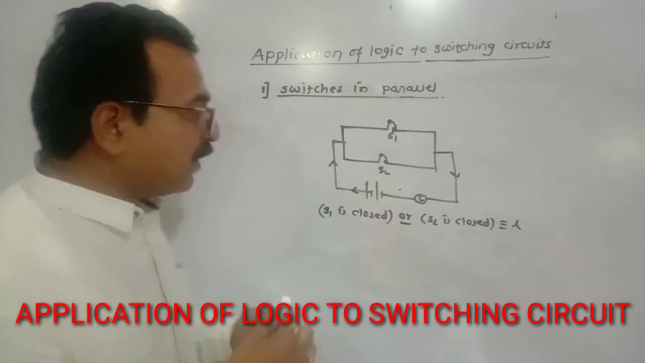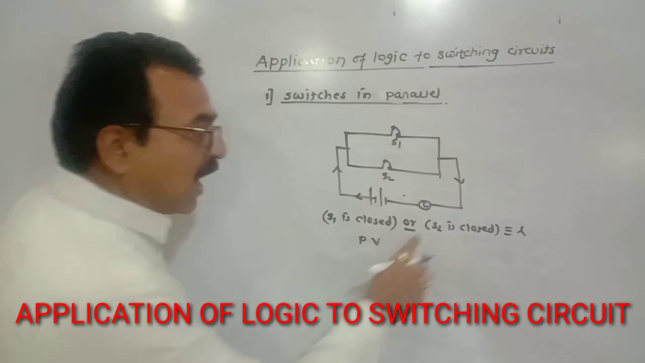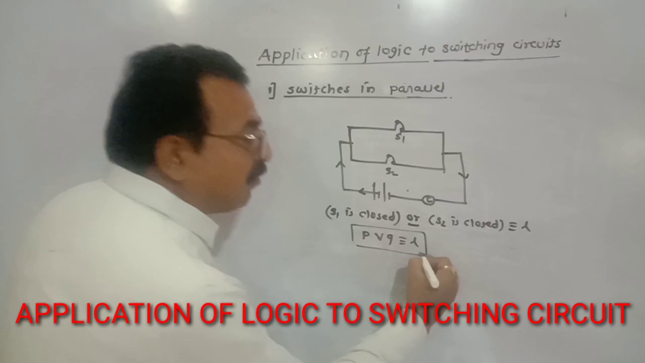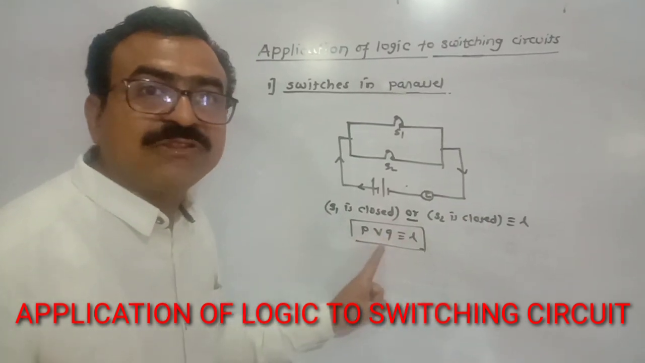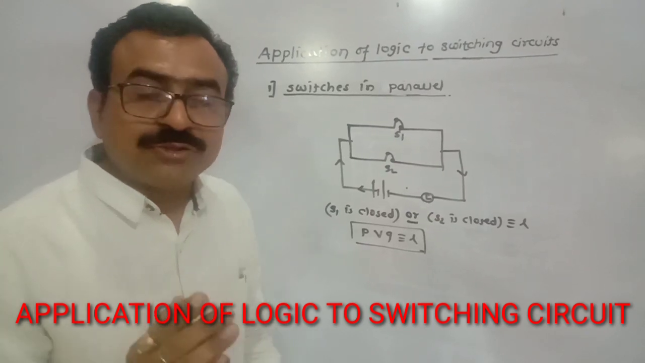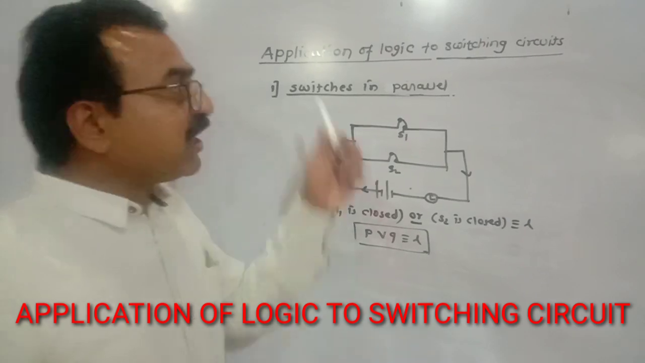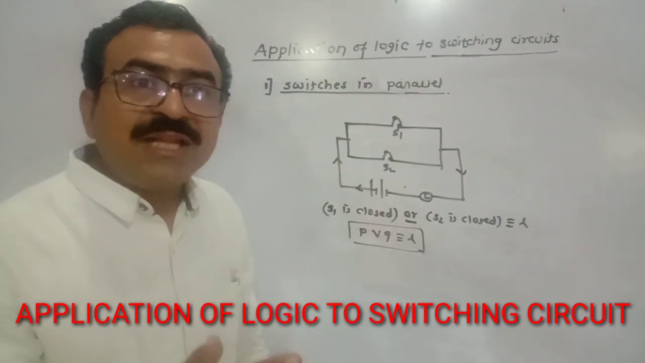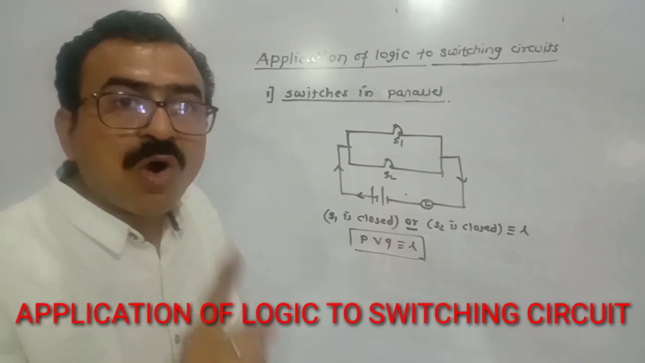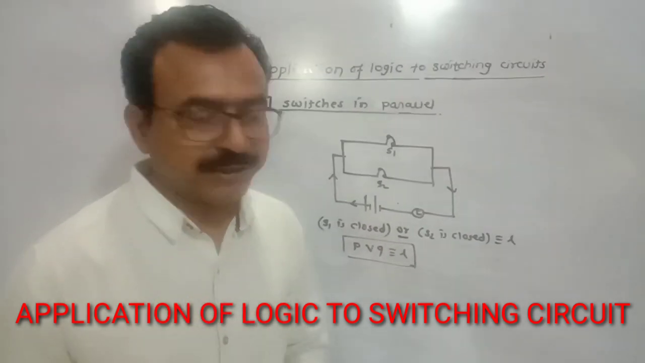If the first statement is denoted by P, the symbol of OR is this, and the second statement is represented by Q, then the symbolic form of the above statement becomes P disjunction Q is equivalent to L. Understood? So friend, here you have to note one thing: in case of parallel combination, when the switches are present in parallel, you have to use OR. Understood? So friend, let us take one example for better clarity.